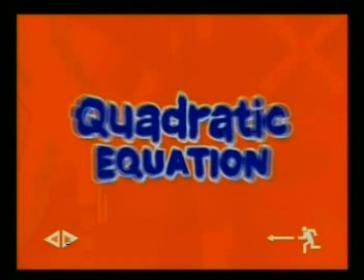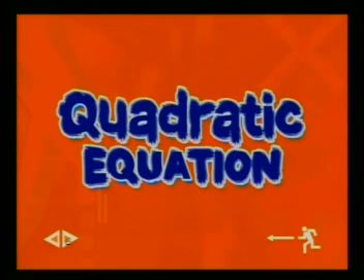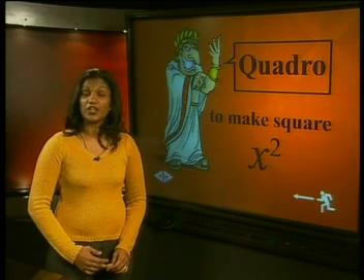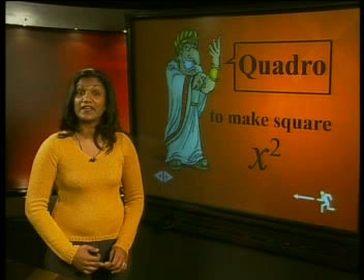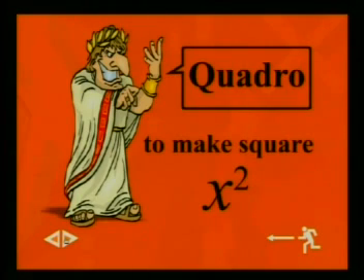Any equation where the highest power of the variable used is 2 is called a quadratic equation. Did you know that quadratic comes from the Latin word quadro, which means to make square? And that is what we do to the x in this equation.